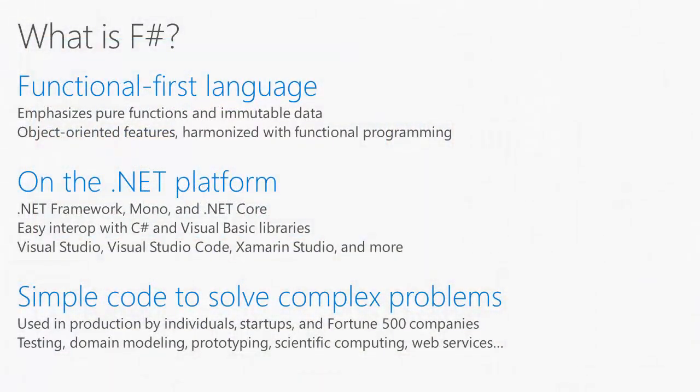So F# is an open source, functional first programming language on the .NET platform. In a functional programming approach, you model most of your program as a bunch of functions that take immutable data as input and produce immutable data as output without performing side effects in between. F# isn't just a functional language though, it also provides object-oriented features like classes and inheritance. And its design harmonizes these object-oriented and functional paradigms so that you can write code with whatever tool makes more sense for the task at hand.